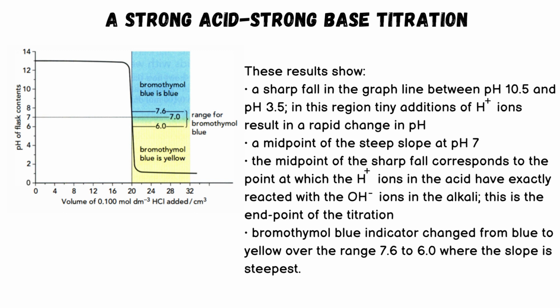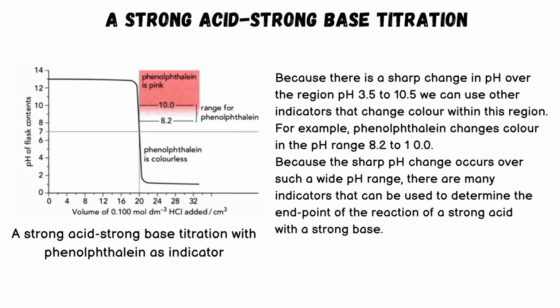Bromothymol blue indicator changed from blue to yellow over the range 7.6 to 6, where the slope is steepest. Because there is a sharp change in pH over the region pH 3.5 to 10.5, we can use other indicators that change color within this region. For example, phenolphthalein changes color in the pH range 8.2 until 10. Because a sharp pH change occurs over such a wide pH range, there are many indicators that can be used to determine the endpoint of the reaction of a strong acid with a strong base.